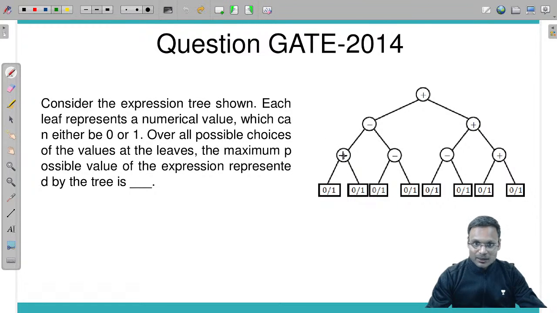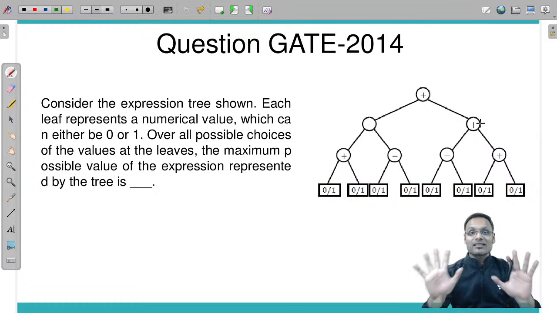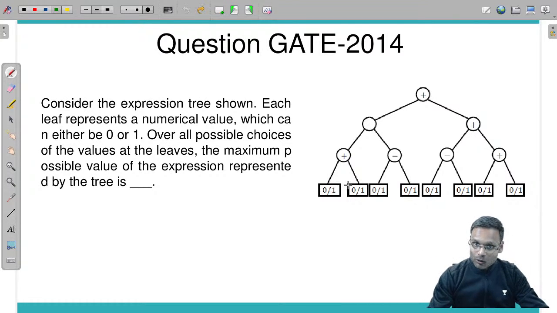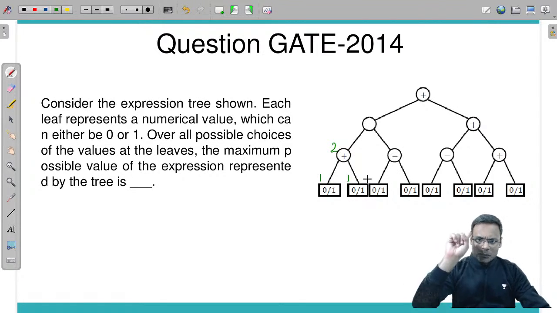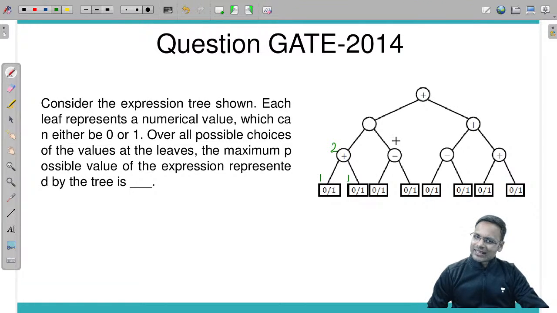Suppose here is the plus. First you will solve this expression from bottom to top. Before solving this plus, I need the result of the left most and right most subtrees, right? So first of all start from the bottom. For this plus I will take 1 here and 1 here, so 1 plus 1 I get 2. Then here I have minus. My first instinct says if I take 1 minus 0, I can get 1 here. But then 2 minus 1 will give me only 1.